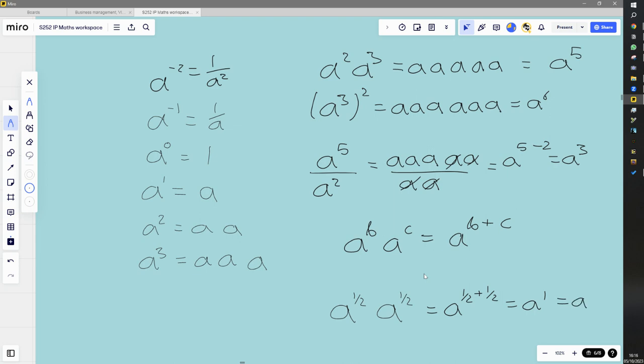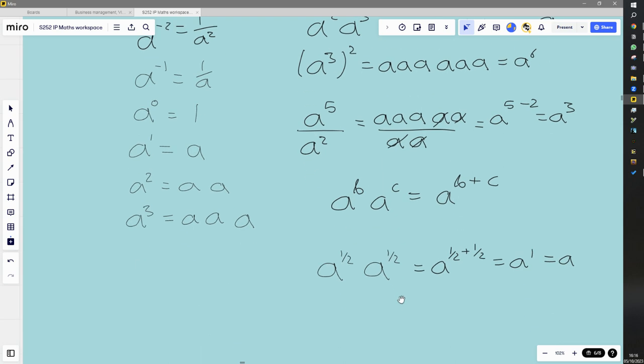So we know that a to the power of a half multiplied by itself just means it's squared. So a to the power of a half, all squared, is equal to a. Well, I could rearrange that by square rooting both sides. If I square root the left-hand side, it cancels out the square. I have to square root the right-hand side, so I end up with that. So in other words, a to the power of a half means the square root of a.